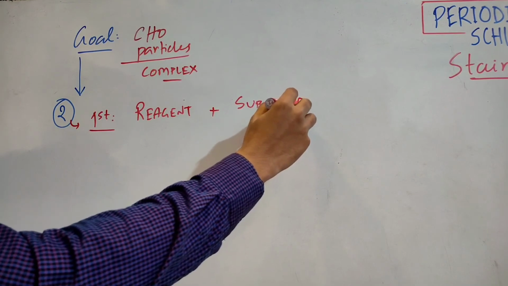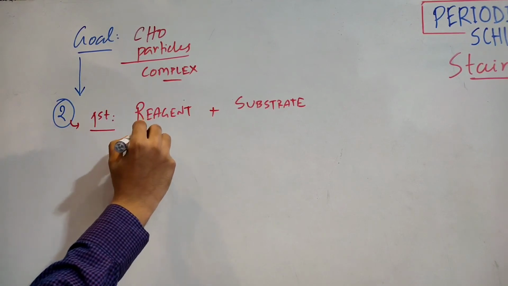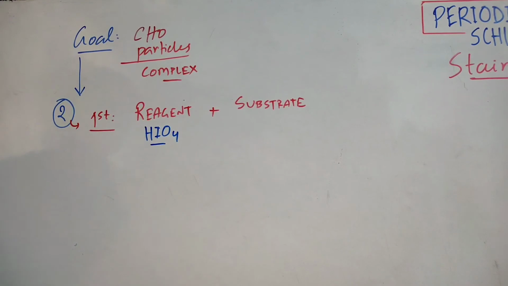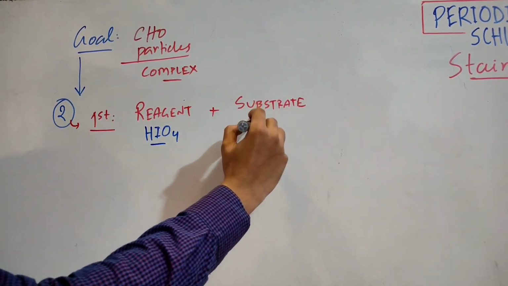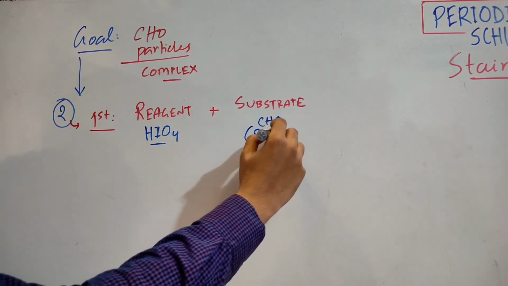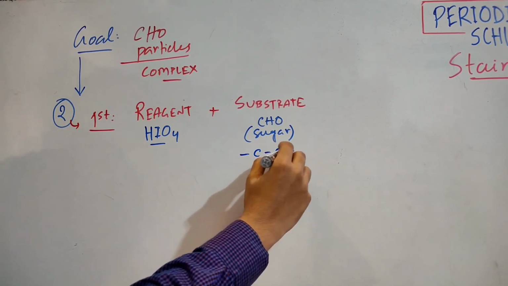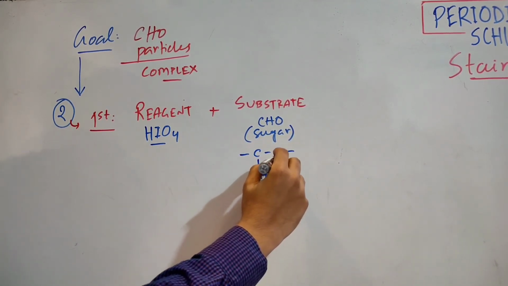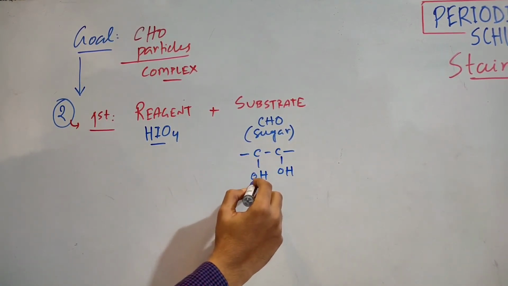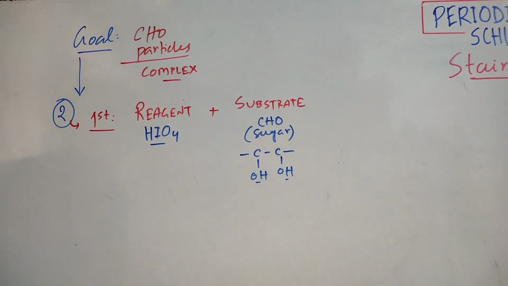So we have a reagent and a substrate for the first reaction. What's the reagent? The reagent is the periodic acid. So this is our reagent for the first reaction. And what's the substrate? The substrate is the carbohydrate particle or sugar, which for the purpose of this reaction we will write like this. So we have a bond between 2 carbons and also 2 hydroxyl groups. So that's our sugar, that's the substrate for the first reaction.